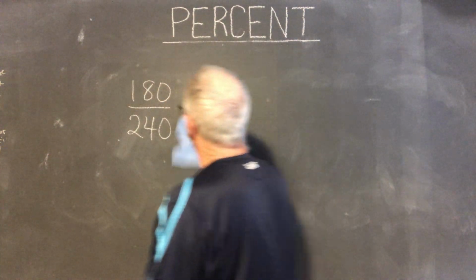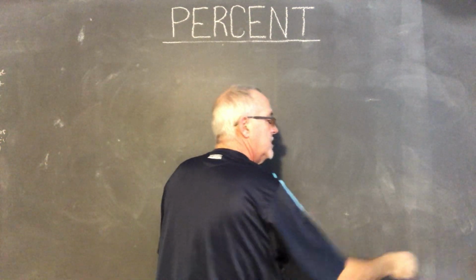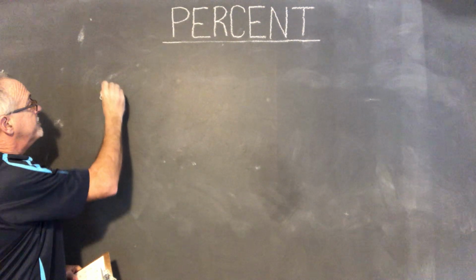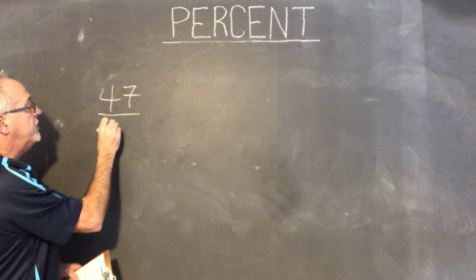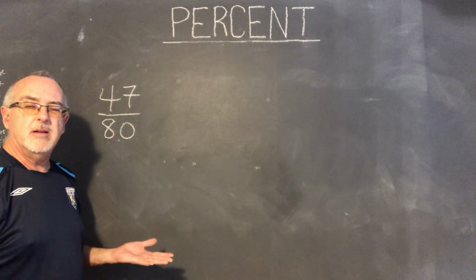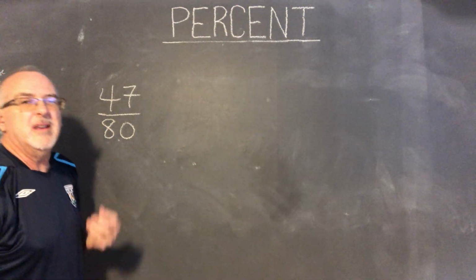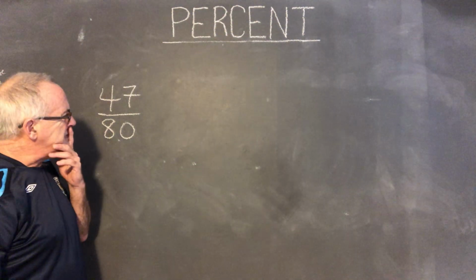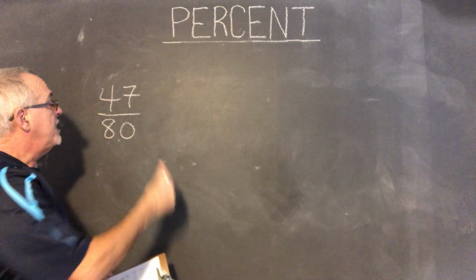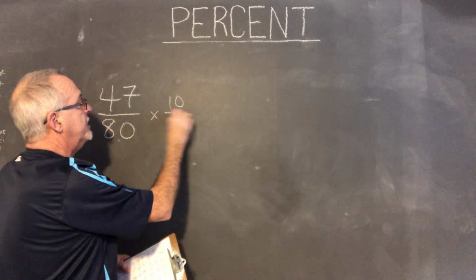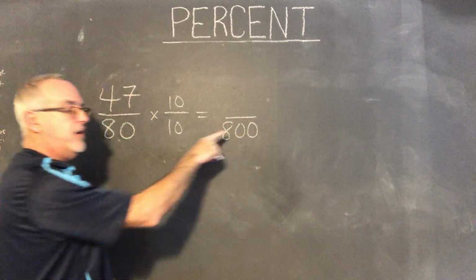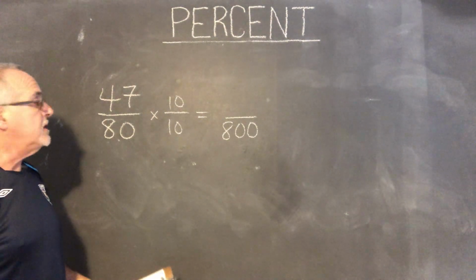So my next fraction is going to be 47 over 80. Okay, how do I get 80 to turn into 100? That's awkward. Yes, it can be done, but what if I turn 80 into 800 instead? I'm going to multiply by 10 over 10, and that gives me 800 as a denominator, and I know that's going to be convenient to use.